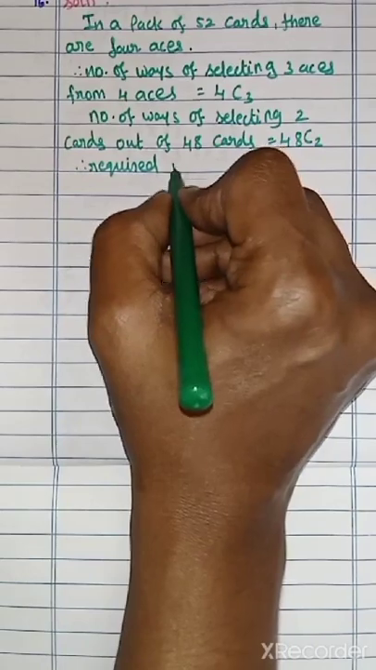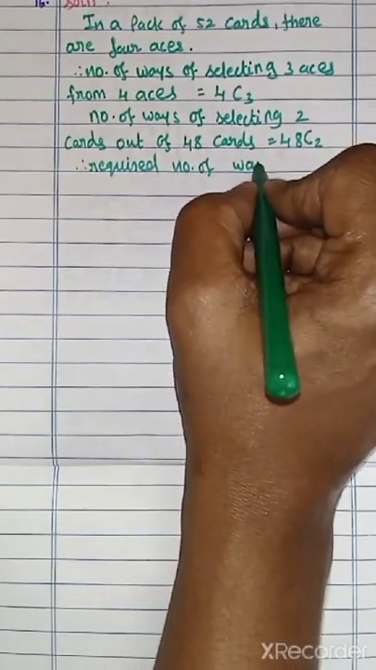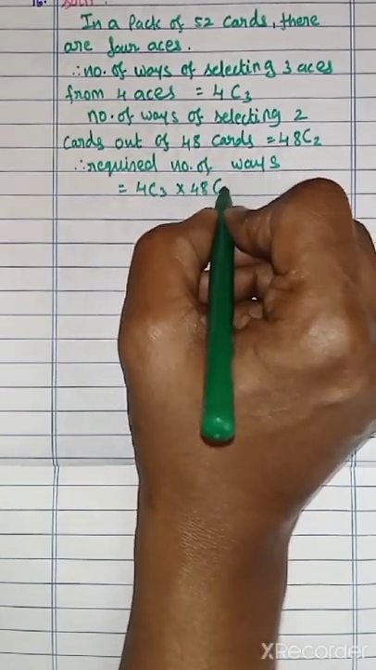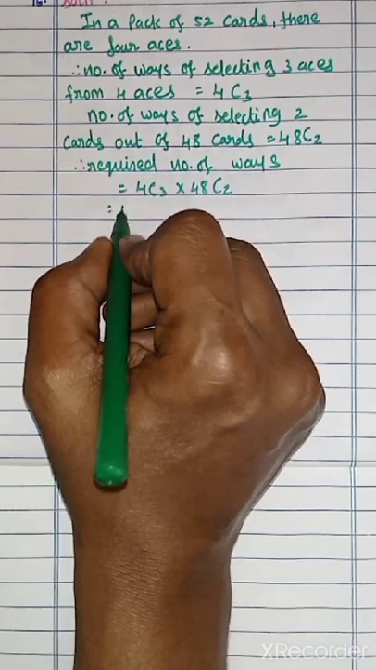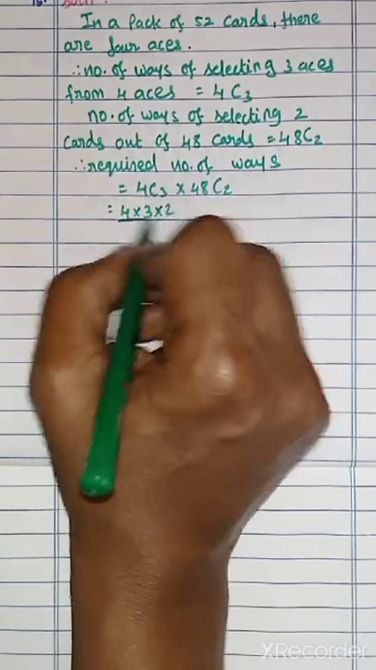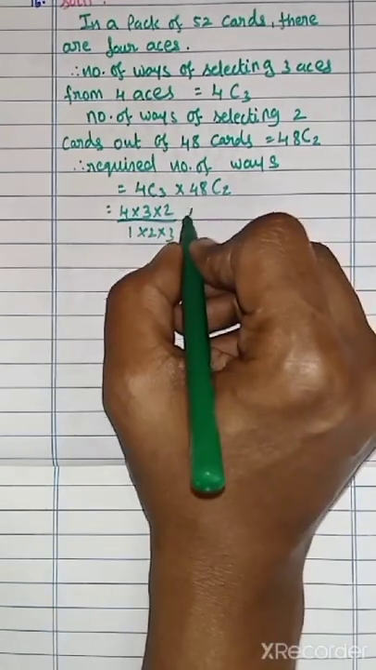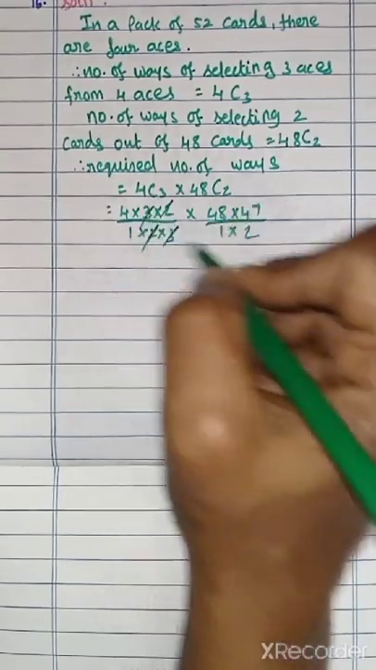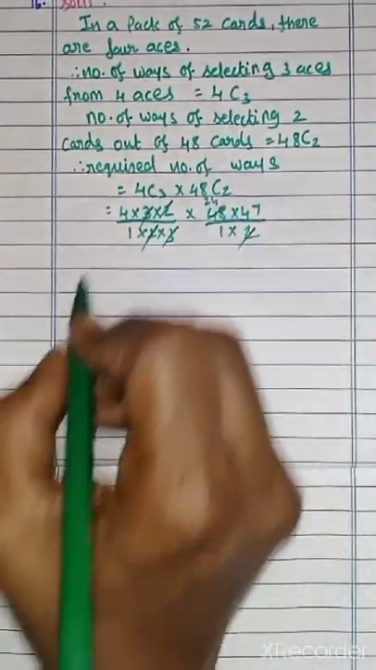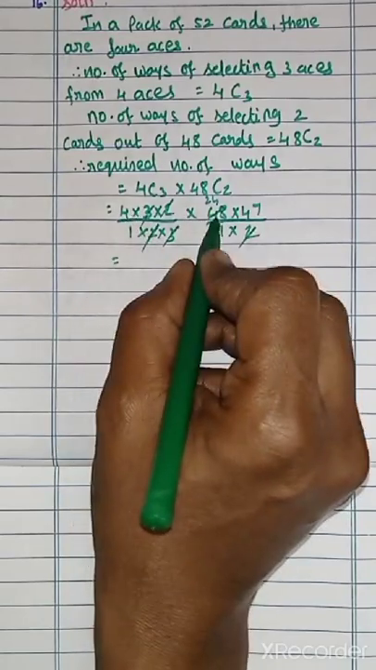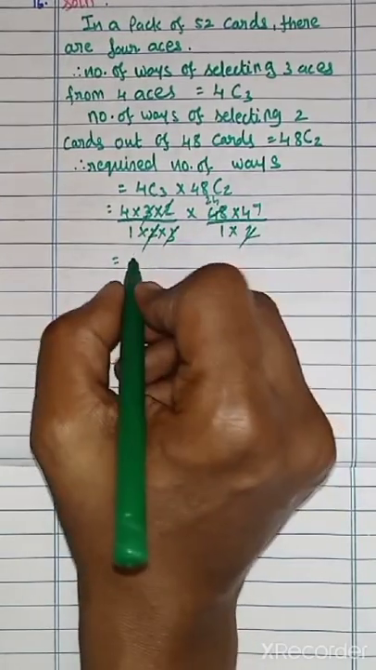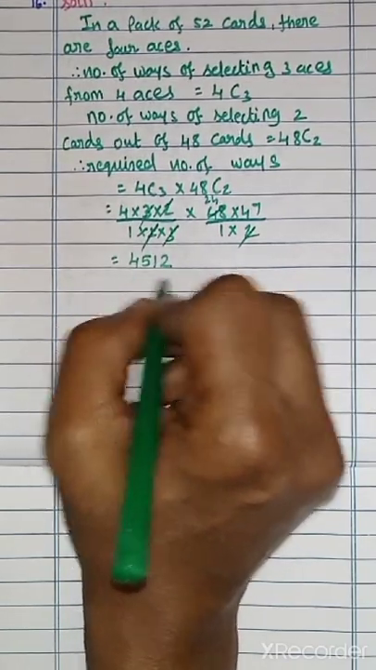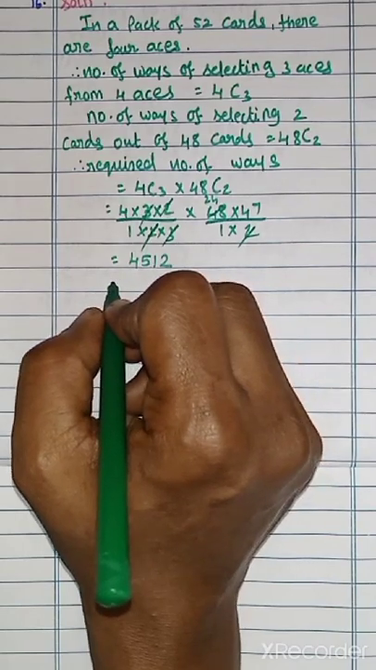Okay. Therefore, required number of ways is equal to 4C3 into 48C2. That is 4C3. How can we simplify? 4, 3, 2 by 1, 2, 3 into 48 into 47 by 1 into 2. All will get cancelled. 2 2s are 4, 4 2s are 8. That is 4 into 24 into 47. That is 4,512 ways. These ways we can choose the number of 5 cards from 52 cards.